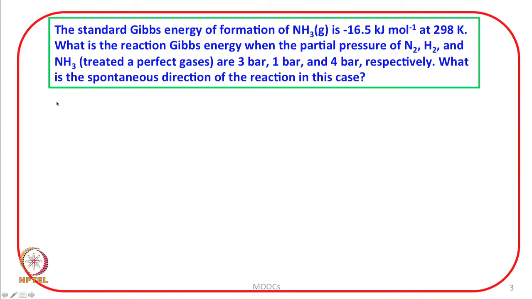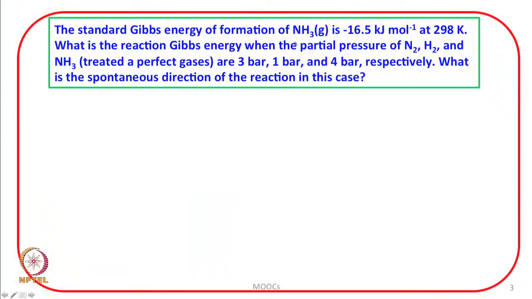The question is, the standard Gibbs energy of formation of ammonia is minus 16.5 kilojoules per mole at 298 Kelvin. What is the reaction Gibbs energy when the partial pressures of nitrogen, hydrogen and ammonia, treated as perfect gases, are 3 bar, 1 bar and 4 bar respectively? What is the spontaneous direction of the reaction in this case?